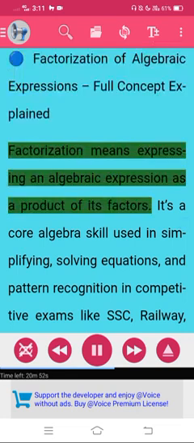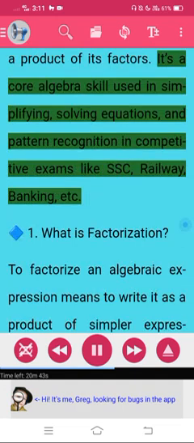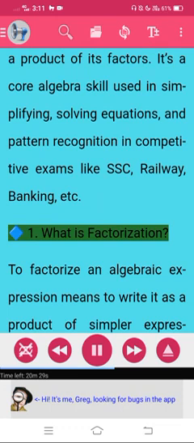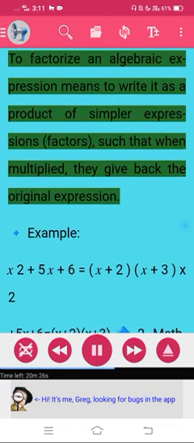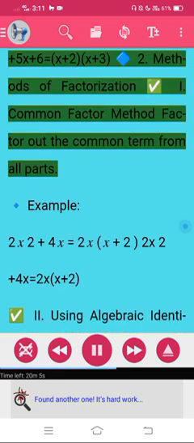Full concept explained. Factorization means expressing an algebraic expression as a product of its factors. It's a core algebra skill used in simplifying, solving equations, and pattern recognition in competitive exams like SSC, railway, banking, etc. What is factorization? To factorize an algebraic expression means to write it as a product of simpler expressions, factors, such that when multiplied, they give back the original expression. Example: x² + 5x + 6 = (x + 2)(x + 3).